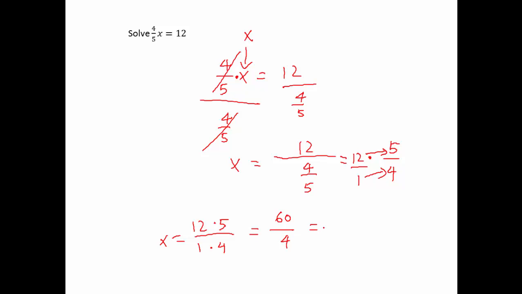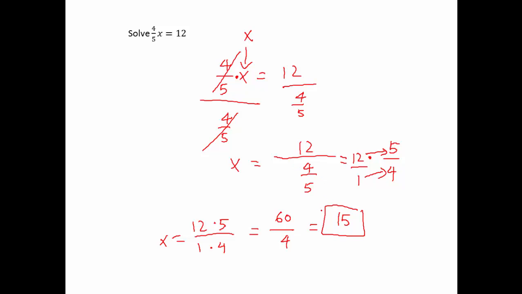And this should be 12 times 5 is 60, divided by 4 times 1 is 4. 60 divided by 4 gives you how much? 60 divided by 4 gives you 15, right? Because 15 times 4 gives you 60. So x is 15.